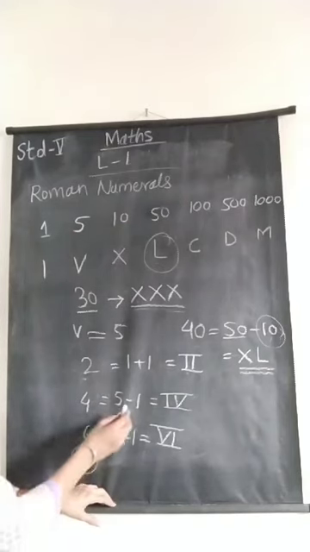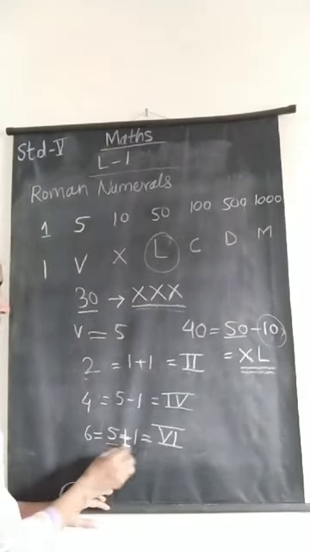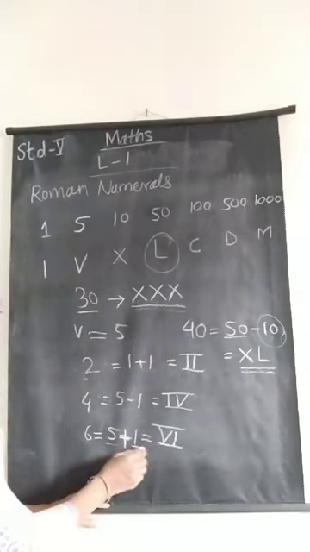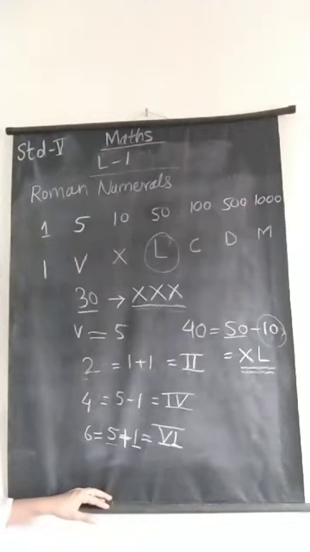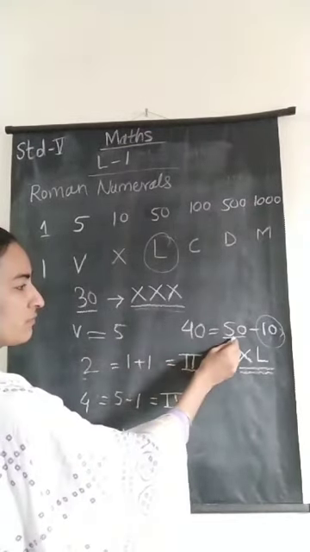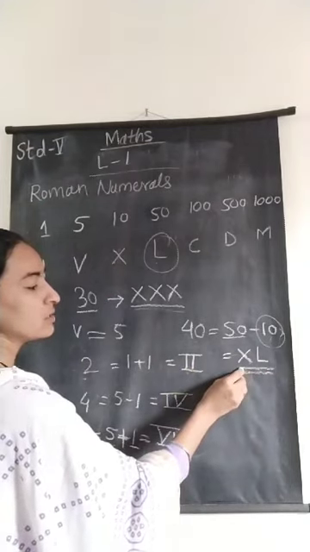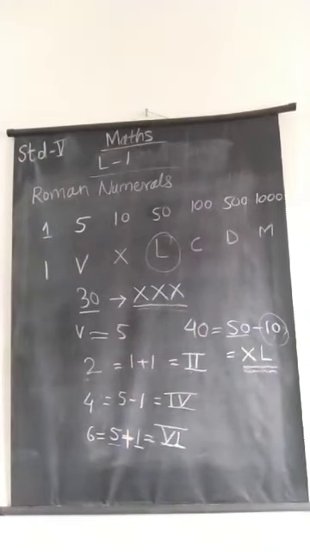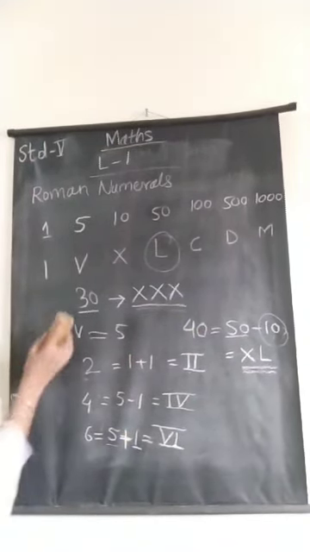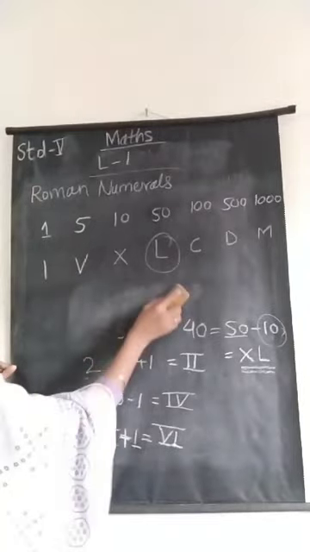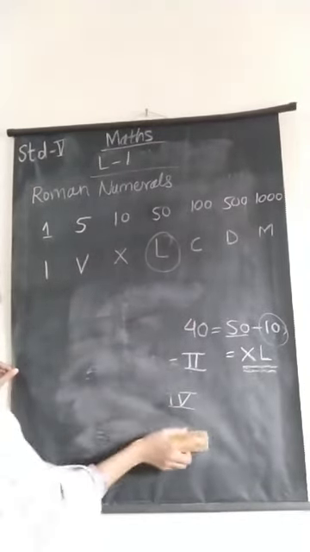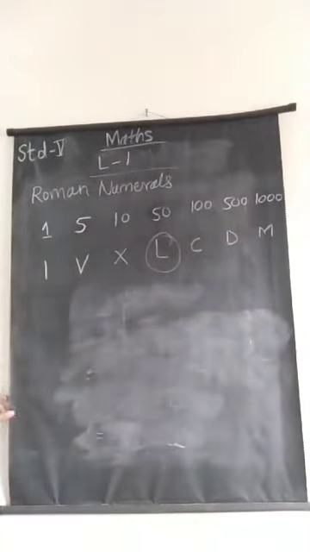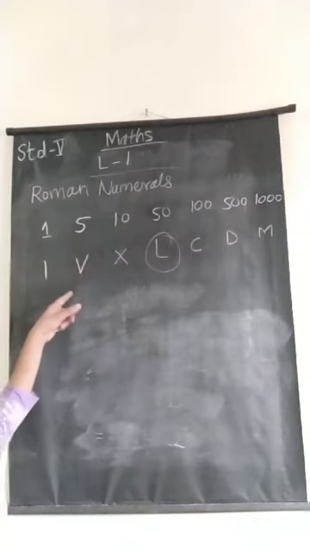When you are taking the addition, take the Roman numeral symbol of the first as it is and the second as it is. But at the time of subtraction, that means 40, 50 minus 10, the symbol of the second will come first and then the first one. Okay students, understand this? That is how we write the numbers in Roman numerals.